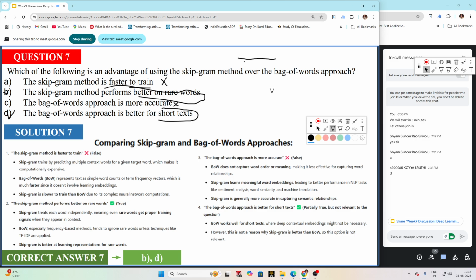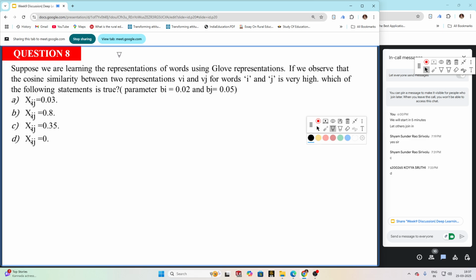Some confusion can be there, but these two are the appropriate options. So let's move on to the next question. Suppose we are learning the representation of words using the GloVe representation, or global vector representation. If we observe that the cosine similarity between two representation vectors vi and vj for the words i and j is very high, which of the following statements is true?